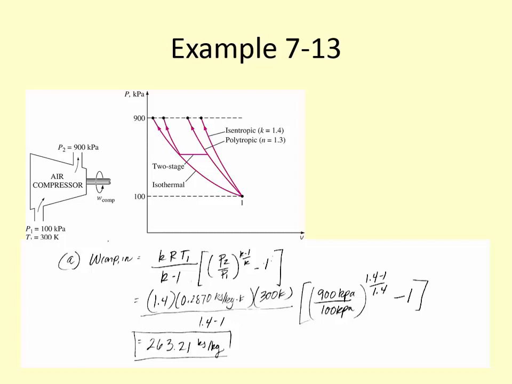So if we put in all the numbers for that, we get 1.4 times 0.2870 kilopascals in unit times 300 Kelvin divided by 1.4 minus 1, times the quantity P2 over P1, 900 over 100, to the (k minus 1) over k, 0.4 over 1.4, minus 1. And we find that our work in is equal to 263.21 kilojoules per kilogram. Okay, so that's part A.